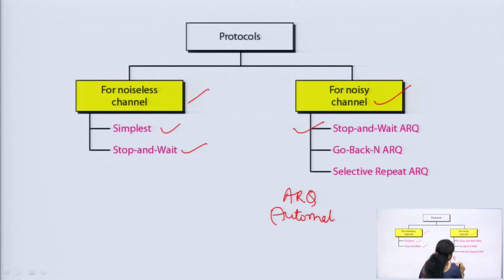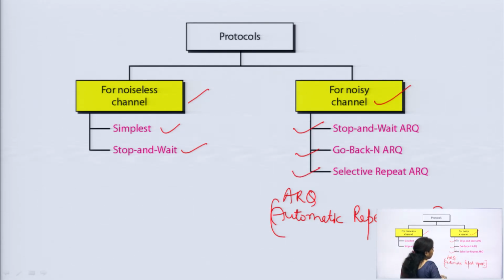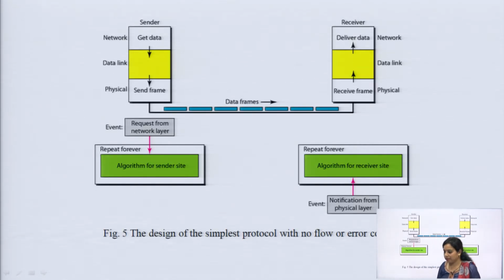automatic repeat request. This is the full form of ARQ. So, the noisy channel protocols are stop and wait ARQ, go back N ARQ, and selective repeat ARQ, and the noiseless channel protocols are the simplest protocol and stop and wait. We will see each one by one in detail.